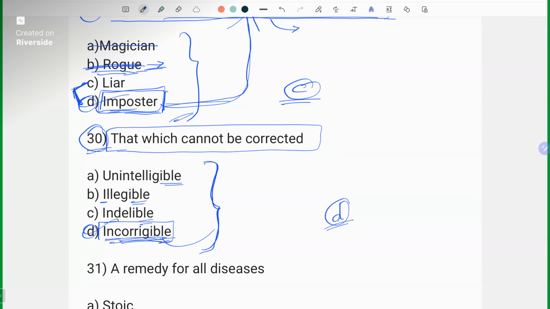Corrigible அப்படின்னா something which can be corrected. Corrections பண்ணலாம். Incorrigible is the opposite, which cannot be corrected. That is incorrigible. That is the answer. Intelligible அப்படின்னா something which can be understood. Unintelligible அப்படின்னா something which cannot be understood. And legible and illegible பார்த்திருக்கோம்ல. Legible is something which is clear to read. Illegible அப்படின்னா some handwriting or some text which is not clear enough to be read. Go to the next question.